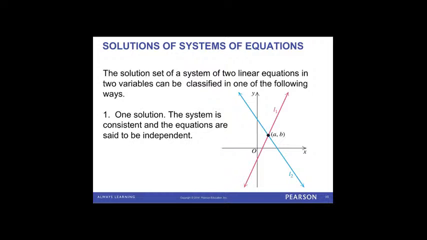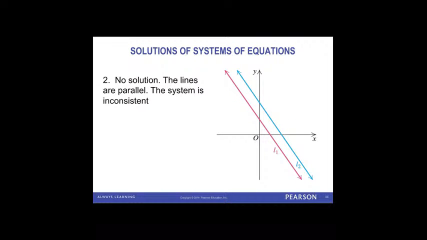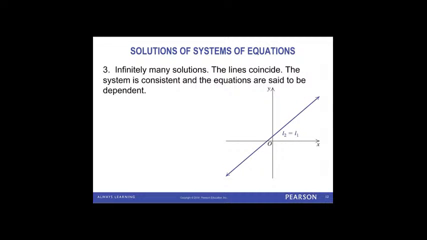Okay? So now we want to explore solutions of a system of equations. The solution set of a system of two linear equations in two variables can be classified in one of the following ways. We can have one solution where the graphs cross once. We could have no solution where we have parallel lines and the graphs never cross. And then we can have infinitely many solutions where one line is a multiple of the other, so one line is on top of the other, and we have infinitely many solutions, right?